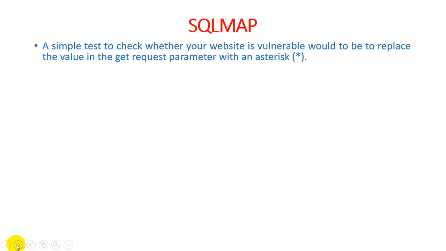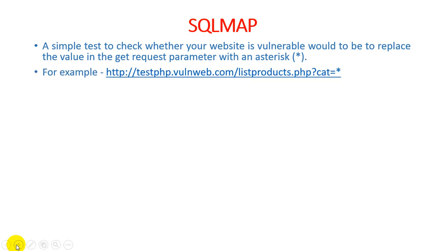A simple test to check whether your website is vulnerable is to replace the value in the GET request parameter with an asterisk mark. If you want to check whether your website is vulnerable, meaning whether some user can perform this kind of SQL injection on it, for that we use an asterisk mark. At which position do we need to insert the asterisk mark? At the end of the query string.